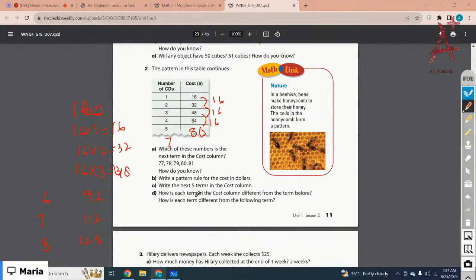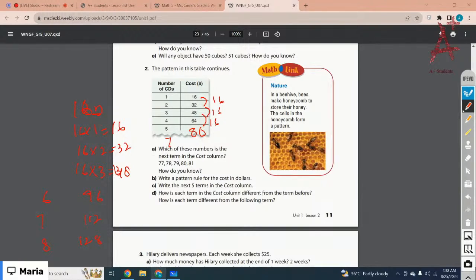How is each term in the cost column different from the term before? Each previous term is 16 less than the next one, and each next one is 16 more than the previous one, right?